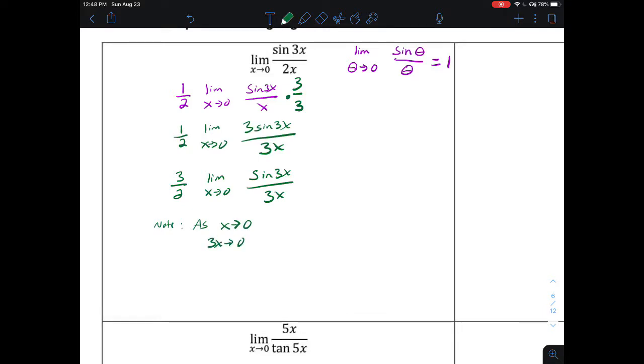We could rewrite this limit as 3/2 times the limit of sine of 3x divided by 3x as 3x approaches 0. Now that we have that, we could apply our special trig limit and say this is 3/2 times 1, which is 3/2.